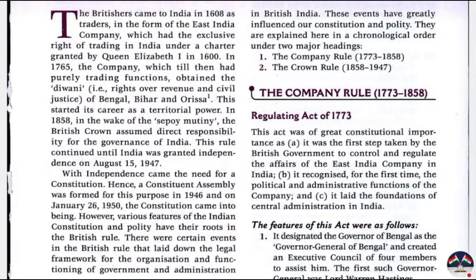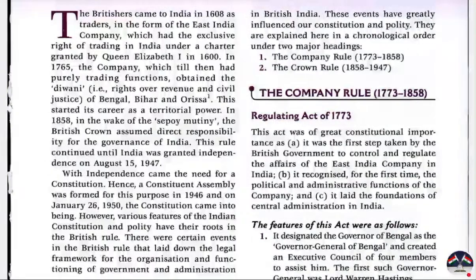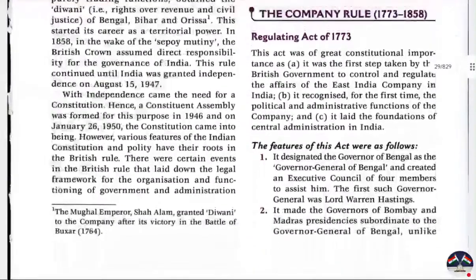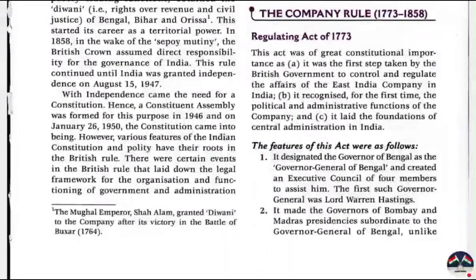First heading is the company rule, and second is the crown rule. Company rule starts from 1773 to 1858, and the crown rule 1858 to 1947. So firstly we'll know about company rule, 1773 to 1858. In this era, we'll know many acts that came in this period.